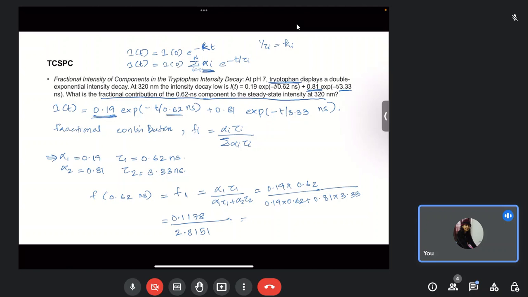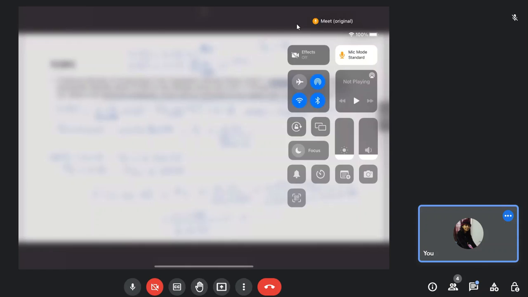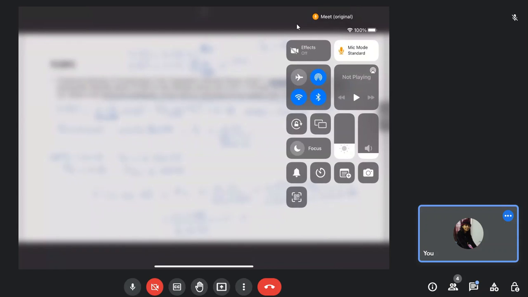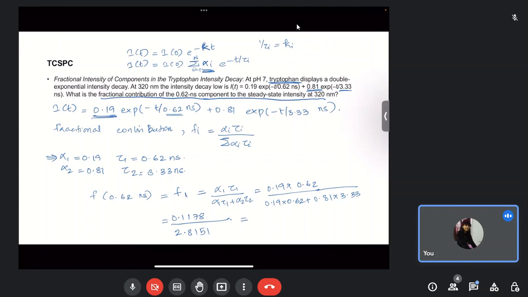So the denominator is coming to us 2.8151. So this is 0.1178 divided by 2.8151. This is 0.04. So the fractional contribution by this component is 0.041 towards the steady state intensity.